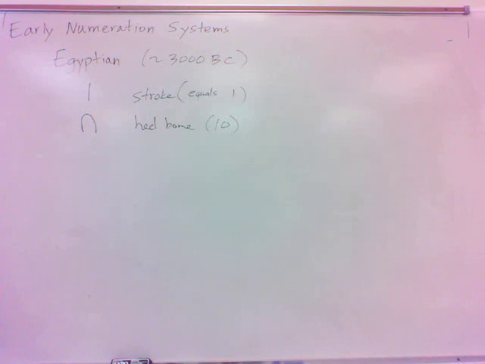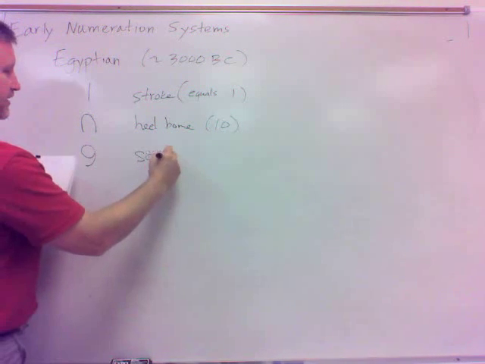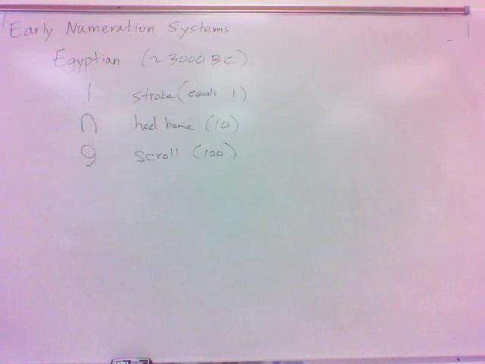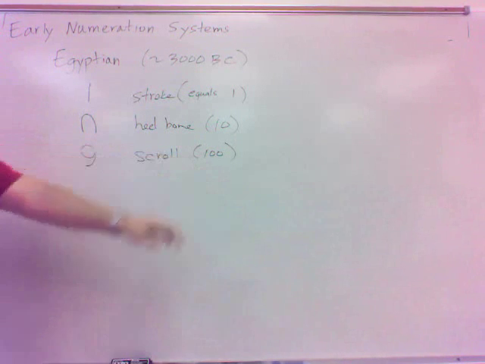And they're similar. Our system is base 10, right? We'll talk more about that in a moment. But theirs was a base 10 also. They went by powers, which just means we use powers of 10, and they did too. The next mark was for 100, and it was the scroll, because it resembled kind of an unraveled scroll. It went to the next power of 10, which is 100.